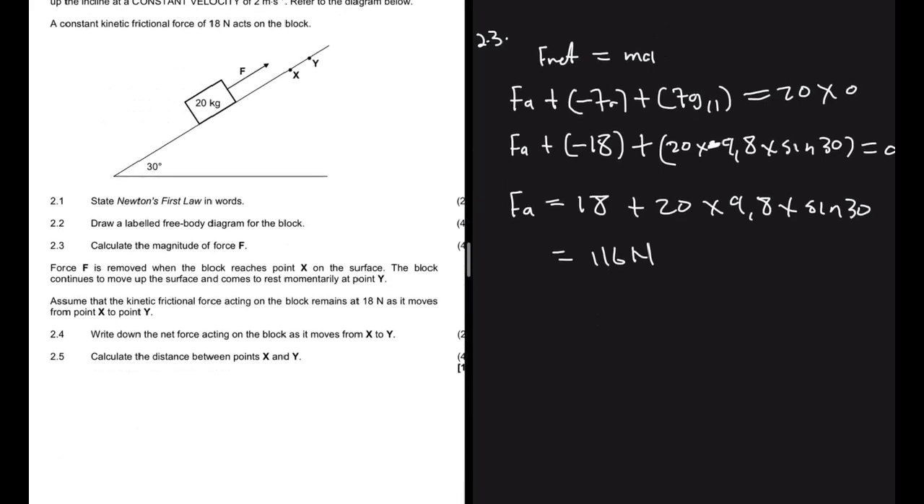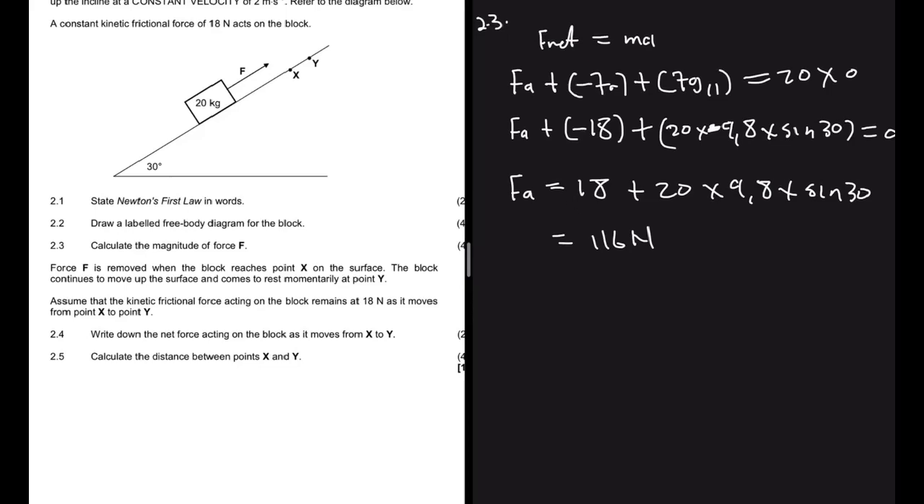116 newtons. And for 2.4, there's some statement there that says force F is removed when the block reaches point X. So now we only have the friction and the FG parallel. The block continues to move up the surface and comes to rest momentarily at point Y before it starts sliding down, right? Assume that the kinetic frictional force acting on the block remains at 18 newtons as it moves from point X to point Y. Write down the net force acting on the block as it moves from point X to point Y.